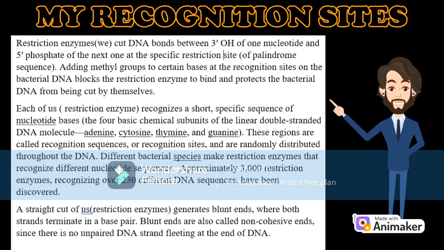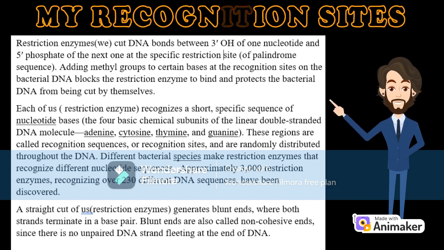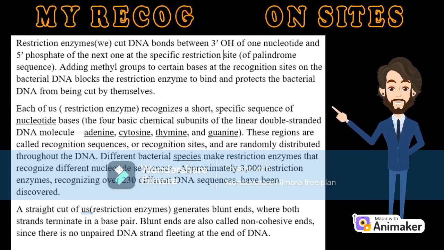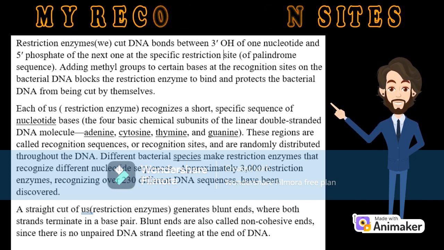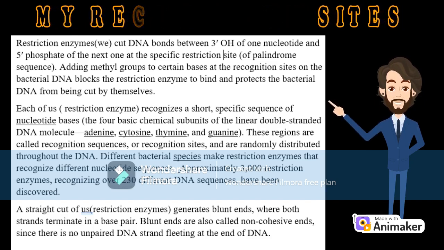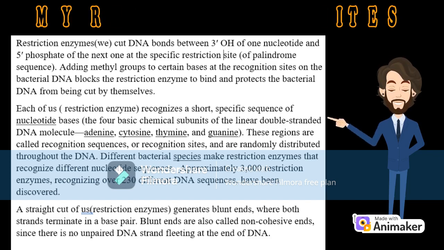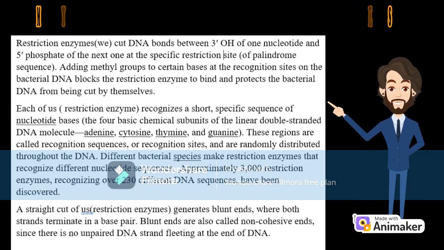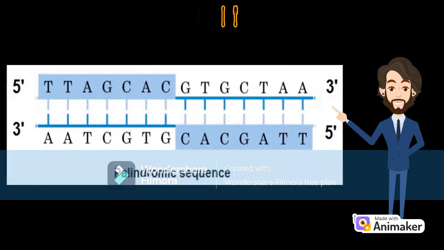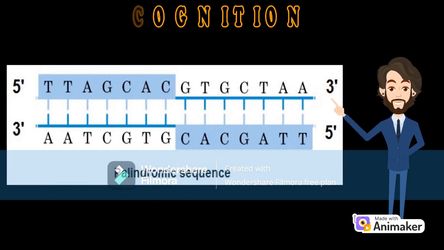A straight cut generates blunt ends, where both strands terminate in a base pair. Blunt ends are also called non-cohesive ends since there is no unpaired DNA strand left hanging at the end of the DNA. In an upcoming session we will discuss what a blunt end is, how it is cut, and the mechanism, everything.